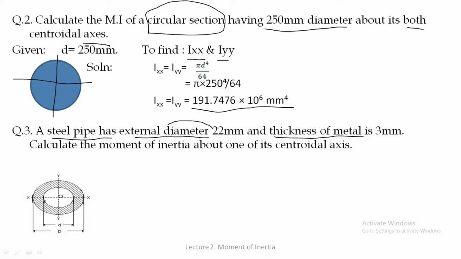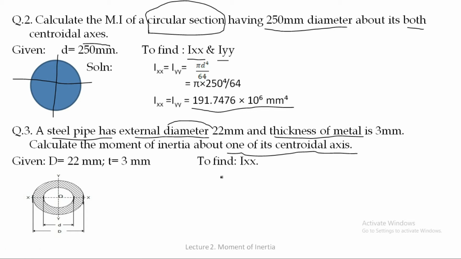Okay, now here remember again what they asked us to calculate. They asked us to calculate the moment of inertia about one of its centroidal axis. So it is okay to calculate moment of inertia about just one axis. So while writing given and to find, we have external diameter, which is denoted by D, and that is equal to 22 mm. We have thickness, which is denoted by t, and that is equal to 3 mm.